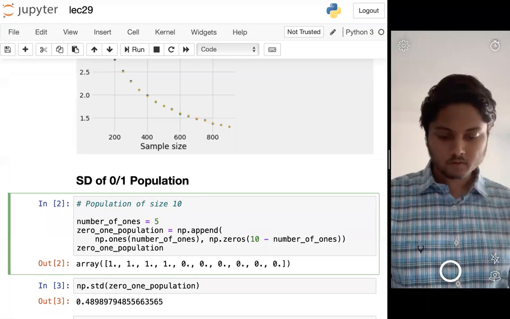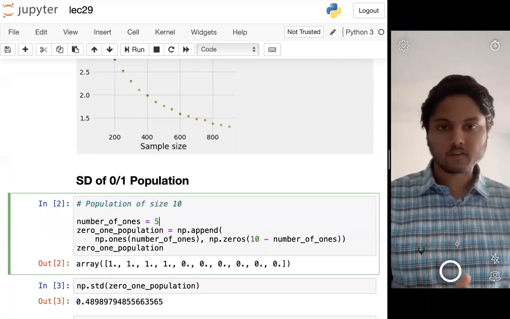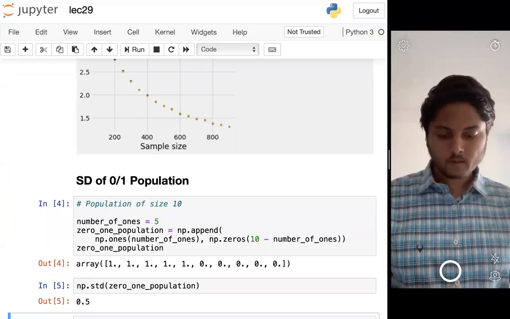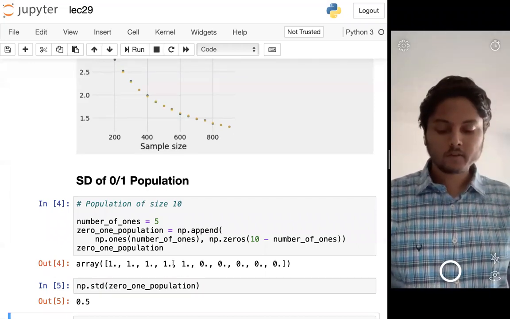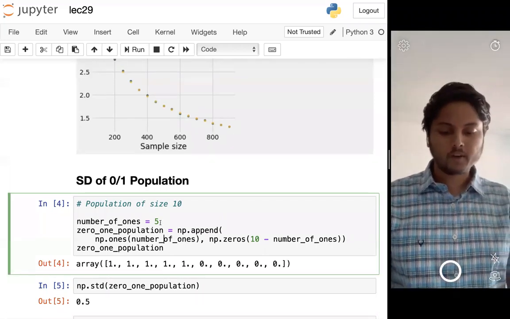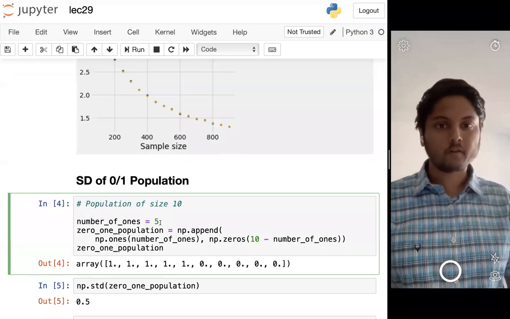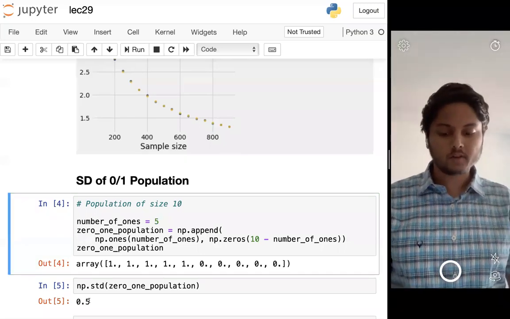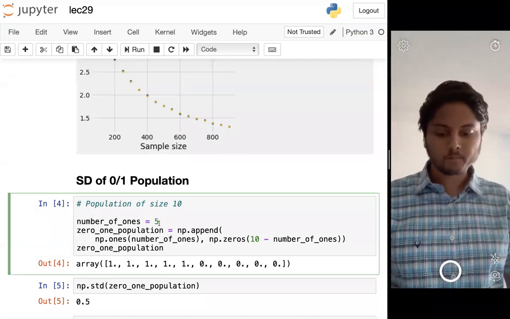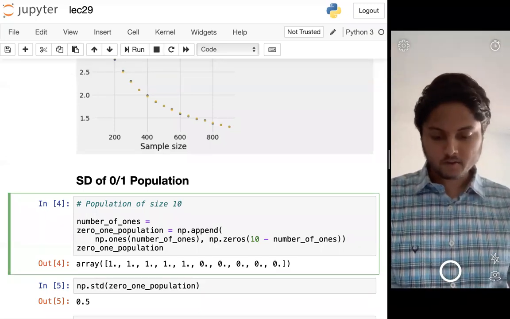So that's kind of interesting. And then if we do 5 ones, so let's say it's like 50-50, then we get a standard deviation of 0.5. So that's kind of cool. If half of our population is ones, we get a standard deviation of 0.5.